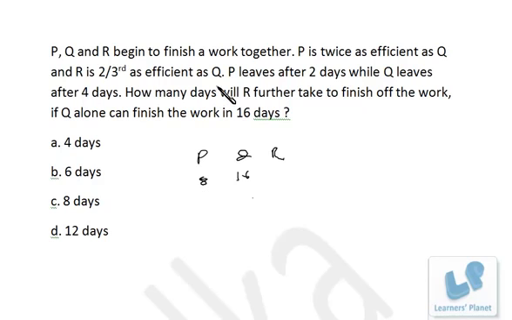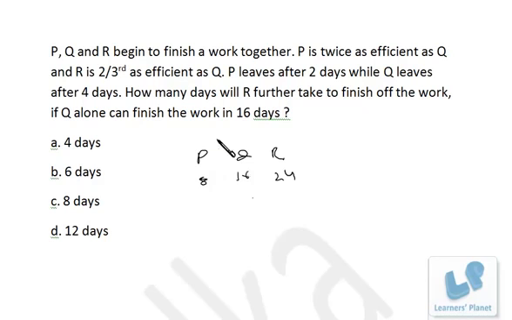That means R will be taking 3 by 2 number of days than Q is taking, because efficiency is 2 by 3. That means number of days will be 3 by 2 of Q, right? So 3 by 2 of Q will be 24 days.